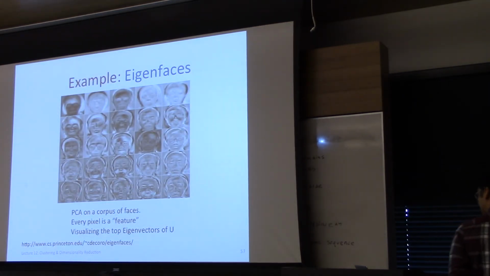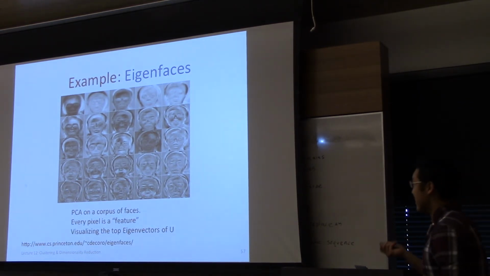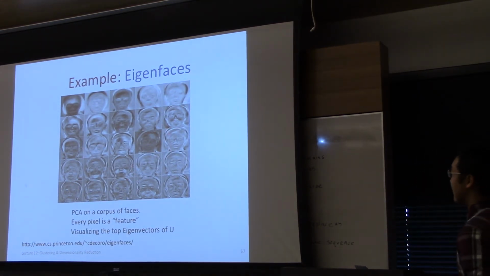So one example that's very popular is called eigenfaces. So this is the original, or one of the earlier eigenfaces projects. You can download this corpus. It's available online. So basically, each of these is an eigenvector, a column of U that's been visualized. And every pixel is a feature. So this is like 100 by 100, there's going to be 10,000 features, right?